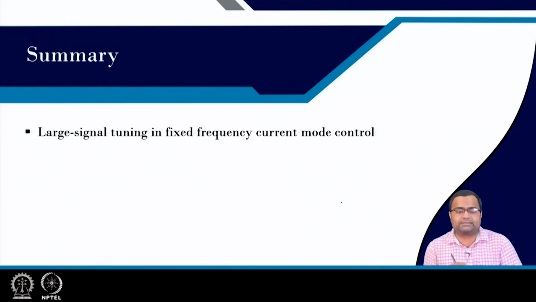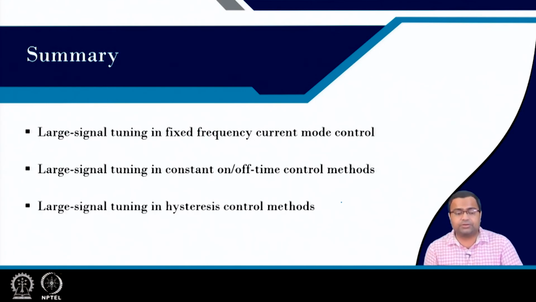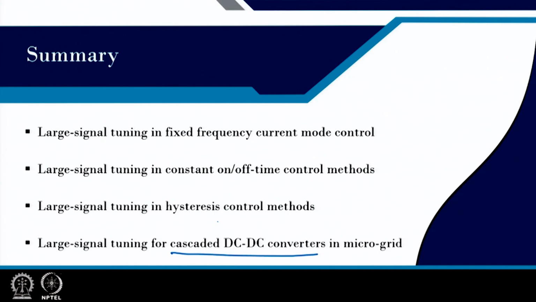So, with this I will summarize. We have discussed large signal tuning in fixed frequency current mode control. We have discussed large signal tuning in on off time control method. We have discussed large signal tuning in hysteresis control method, and we have also discussed large signal tuning for cascaded DC-DC converter as well as the constant power load. So, all this discussed, that means large signal can be applied, and in fact we can also consider boost converter using cascaded stage. I am not going into that, but I think large signal can be applied for a wide variety of converter topology as well as architecture. So, with this I want to finish it here. Thank you very much.